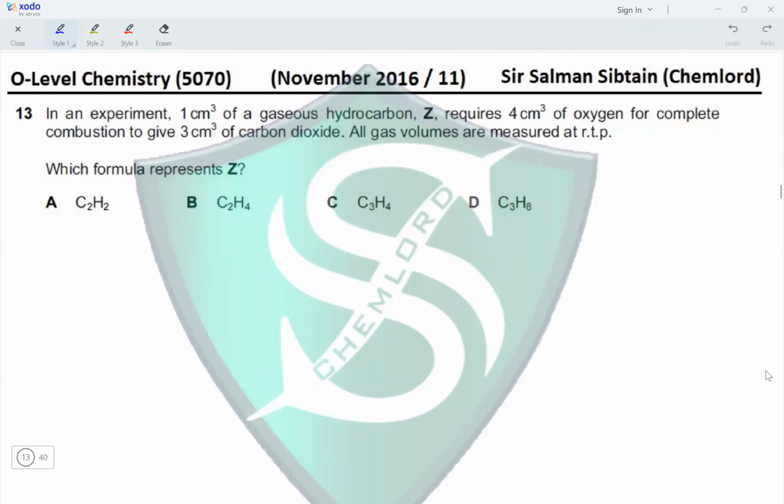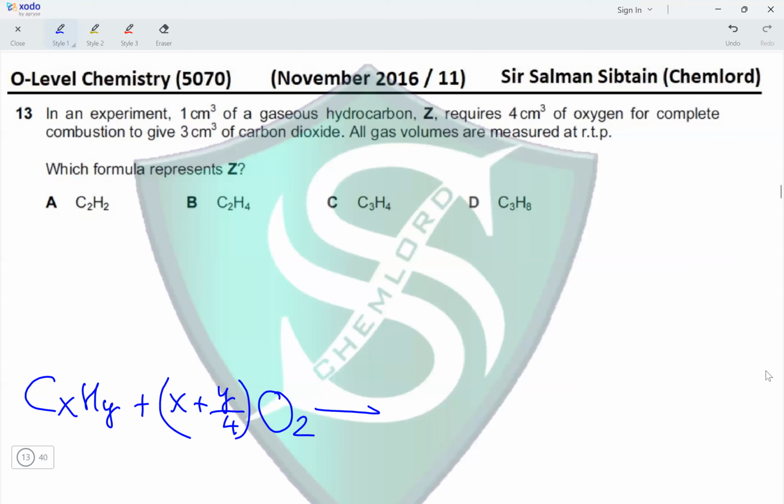Question 13. In an experiment, 1 cm cube of a gaseous hydrocarbon Z requires 4 cm cube of oxygen for complete combustion to give 3 cm cube of carbon dioxide. All gas volumes are measured at RTP. Which formula represents Z? So this is basically combustion of the hydrocarbon. So the general combustion equation is CxHy plus (x plus y upon 4) O2, giving us x moles of CO2 and y upon 2 moles of H2O.